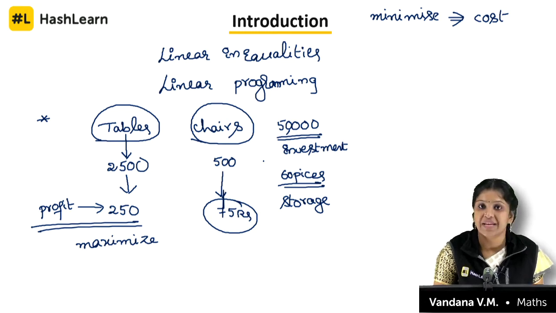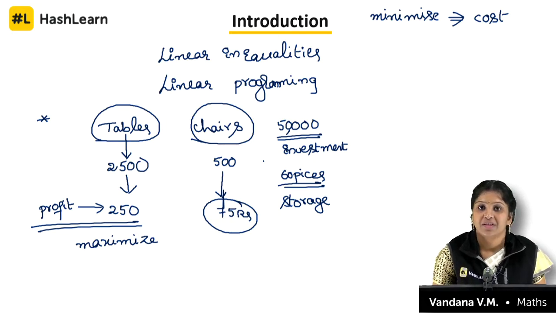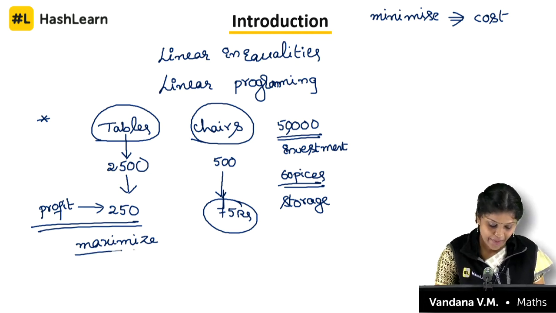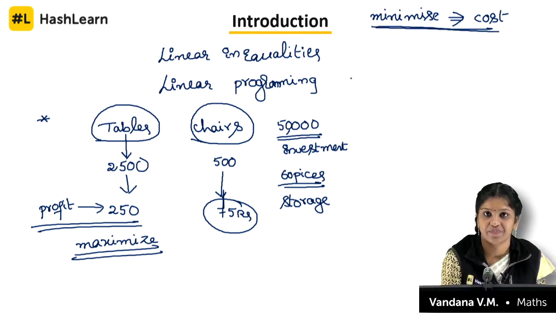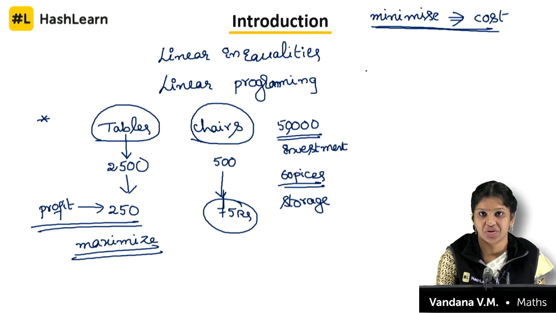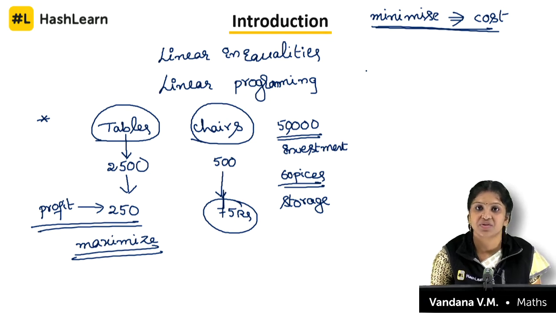So making the given things maximize or minimize is called optimization. This optimization is called linear programming. I am going to maximize the profit or I am going to minimize the cost. This is called optimization, and one more word for this is linear programming. Understood, right? But to maximize the profit, we have some constraints.